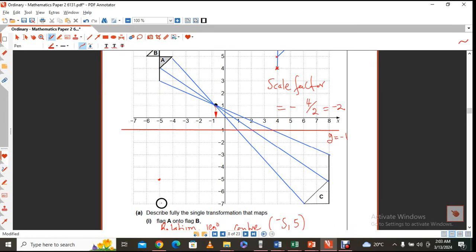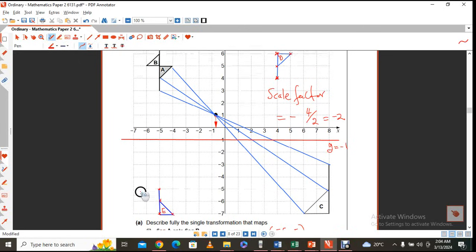So that's where that's going to be. And you can actually go ahead and complete that shape. So it will be something like so. And then they say you must go ahead and label this one E. So you can label it E. All right, 1 mark for doing that.